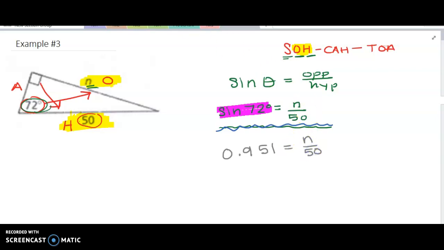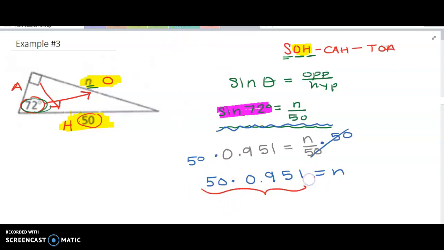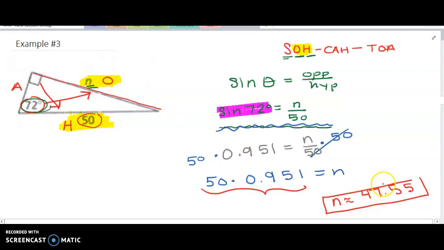Now this one's actually easier than the others because the denominator is a number. So same thing, we're going to multiply both sides by the denominator. So those go away. So I get 50 times 0.951 equals n. And guys, all I have to do is plug this into your calculator, and I get that n is roughly 47.55. So the length of the opposite side, the length of this side here, is 47.55. And that is how we solve using trig.